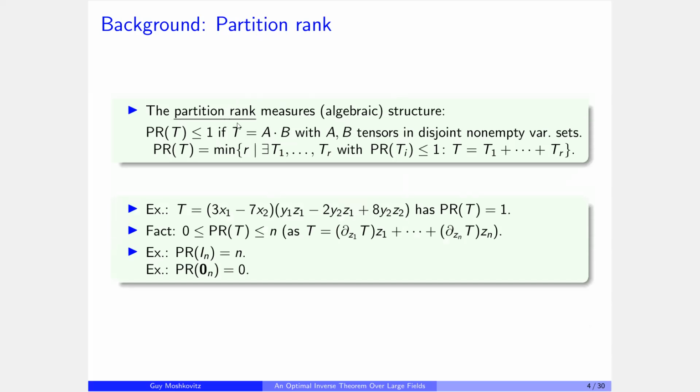Product polynomials, right? So if you have a tensor that can be written as a product of, look at this example, a tensor on the x variables, and a tensor on the y and z variables, okay? These are joint sets of variables. These are essentially the simplest polynomials, and we call them partition rank 1 tensors, okay? And generally speaking, the partition rank of a tensor is just the minimal number of rank 1 tensors that sum up to give our tensor, okay?